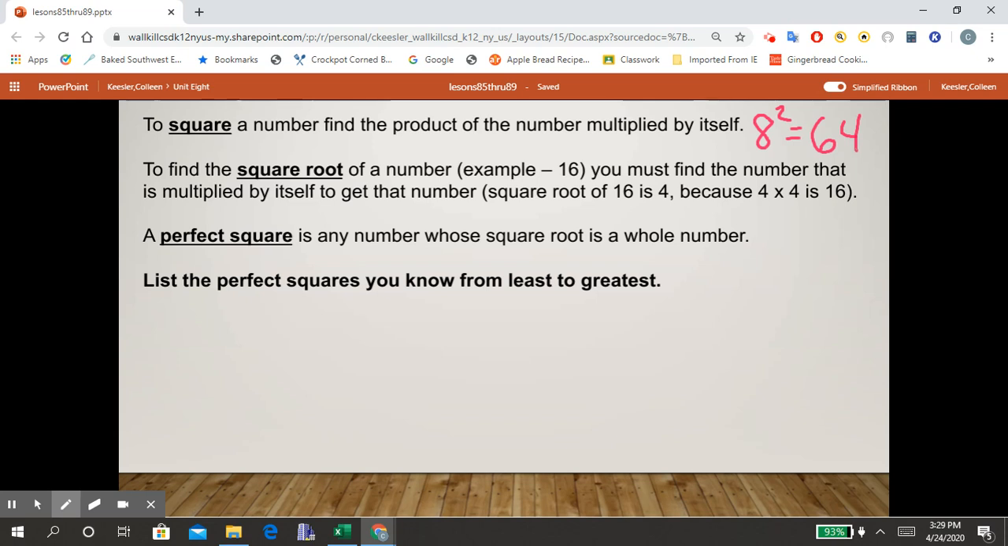To find the square root of a number, for example 16, you must find the number that is multiplied by itself to get that number. So the square root of 16 is 4 because 4 times 4 is 16. The square root of 64 is 8 because 8 times 8 is 64.